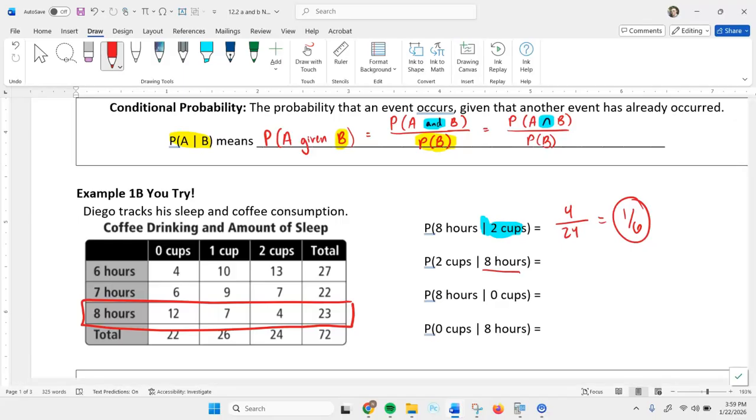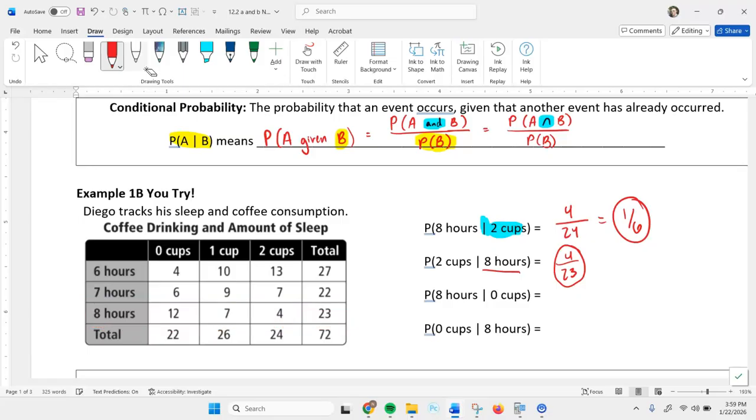So given that he got 8 hours of sleep, given that row, what's the probability that he had 2 cups of coffee? The intersection where he had 2 cups of coffee and 8 hours of sleep happened 4 times out of 23, and that can't be reduced. If you try to reduce that on your calculator, it stays 4 over 23. So that would be your answer. So again, that's how we compare those two.